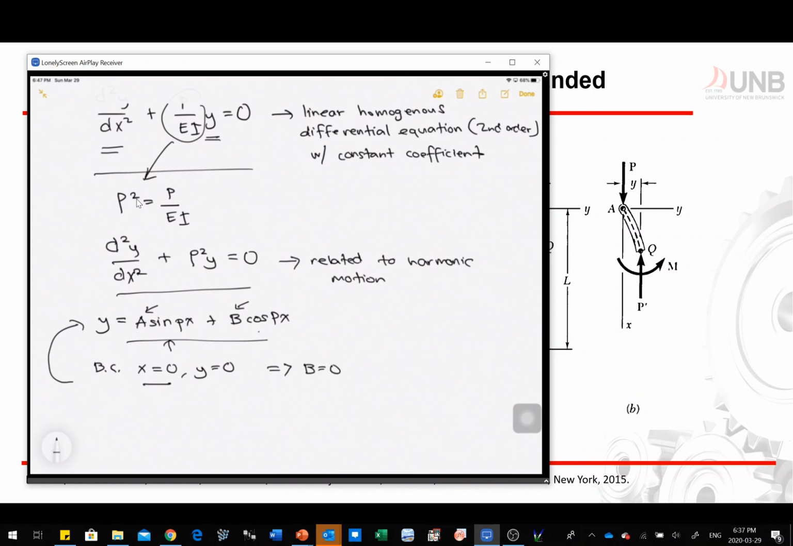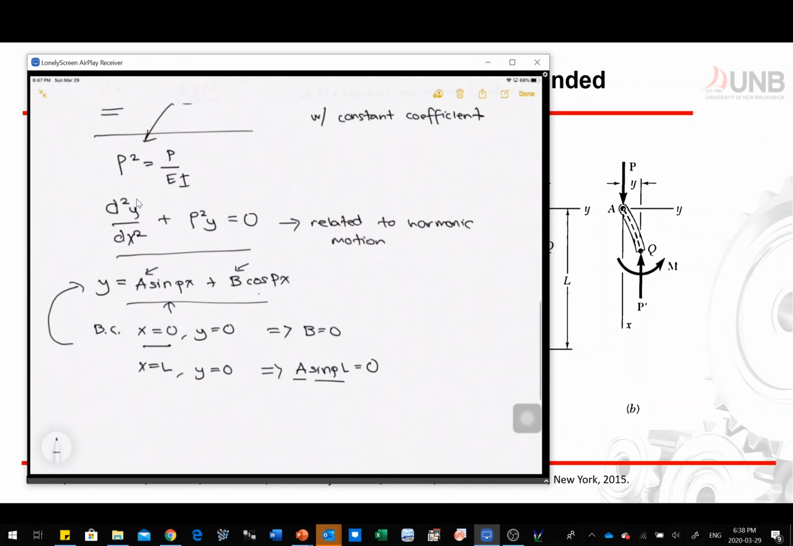Now you apply the second boundary condition, so x is equal to L. You know that y is equal to 0. So in this case, what you will get is this equation right here. You know that your b is equivalent to 0, so you're going to end up with a sine pL is equal to 0.